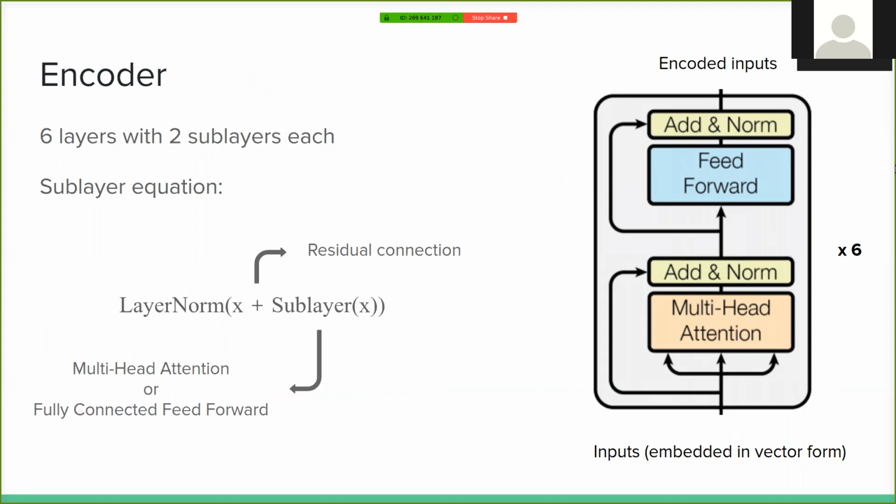Each of these layers has 2 sublayers that can be either a multi-head attention layer or a feed-forward layer. The encoder uses residual connections, so the input that goes into the sublayer is separated and added at the output of the sublayer, and then it's being normalized. So it obeys this equation we can see on the left.